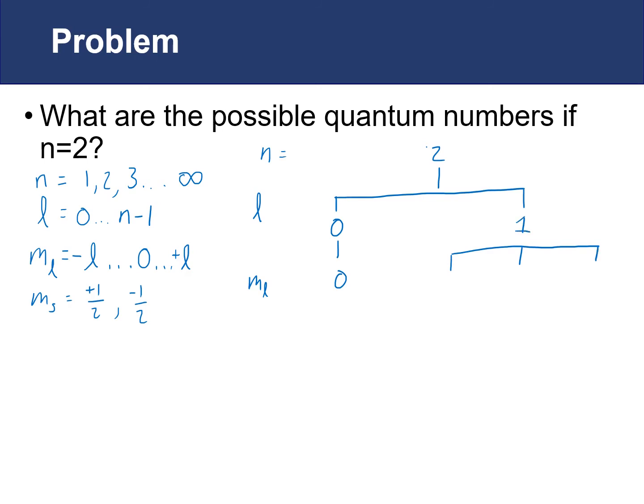M sub L could either be negative 1, it could be 0, or it could be positive 1. Last, we look at the m sub S values. Each m sub L can be split into two possible m sub S values, plus 1/2 and minus 1/2.